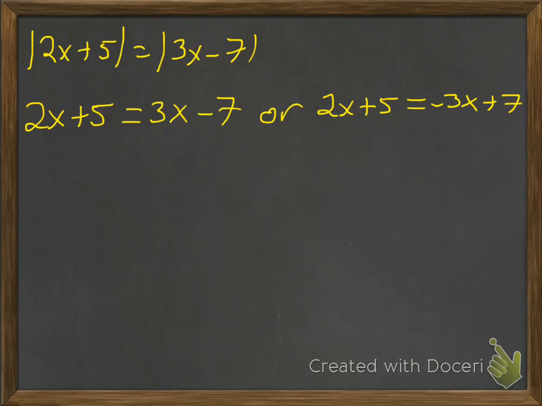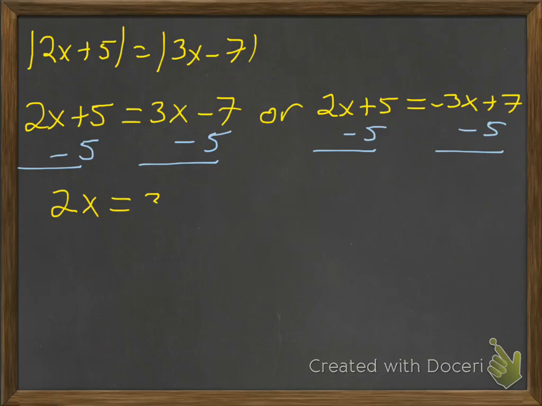Okay, we're going to solve these real similar. I'm going to try to keep them real similar in how we solve them. So I'm going to go ahead and subtract 5 from both sides of both equations. So I'll have 2x equals 3x minus 12, or 2x equals negative 3x plus 2.